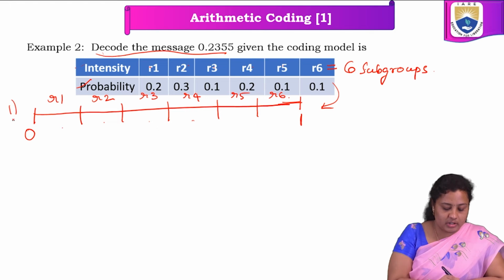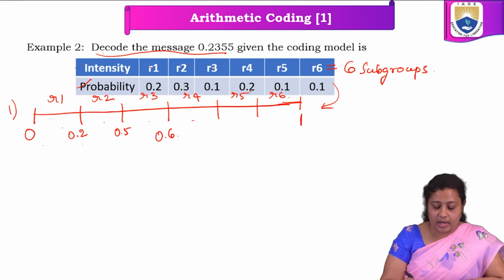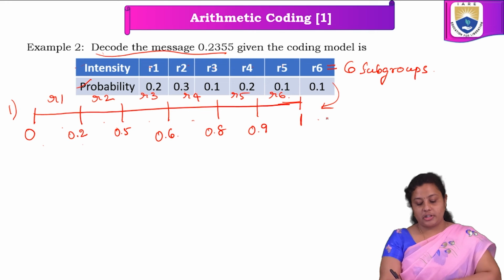In my first stage, these values are given by my probabilities. So this is equal to 0.2. Now R2 has the value 0.3. So how do I get this subgroup value? 0.2 plus this length of 0.3 is equal to 0.5. Next, I get the value 0.6 because the probability value is 0.1. Next, I have 0.8. Next, I have the value 0.1. So the first step is clear.